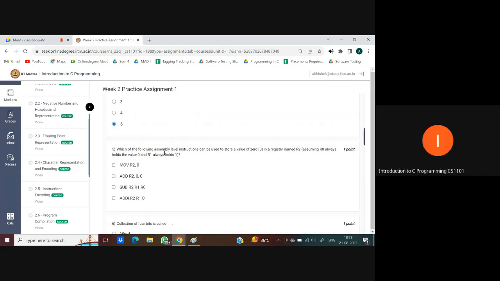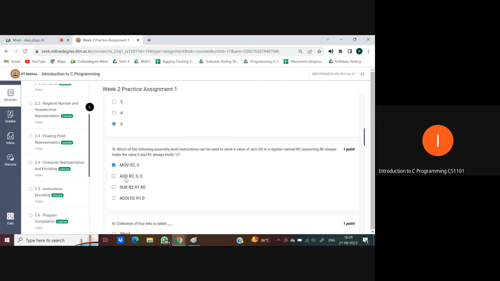Okay, so which of the following assembly level instructions can be used to store a value of 0 in a register named R2, assuming R0 always holds the value 0 and R1 always holds 1? So we have to store a value of 0 in the R2 register. That is our objective. So move R2 0: this instruction is going to copy this value and paste it in the R2 register. So this is one of the correct options, no doubt.